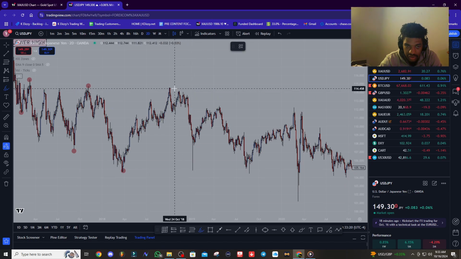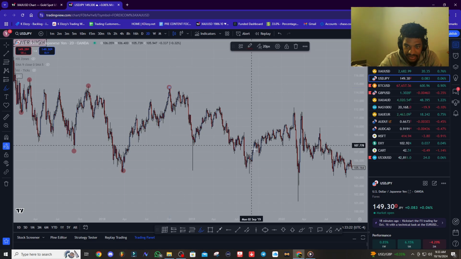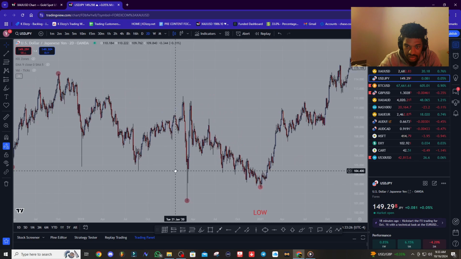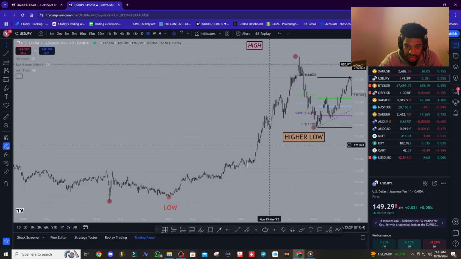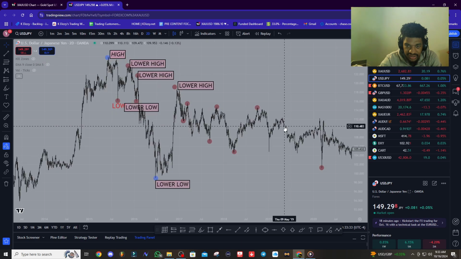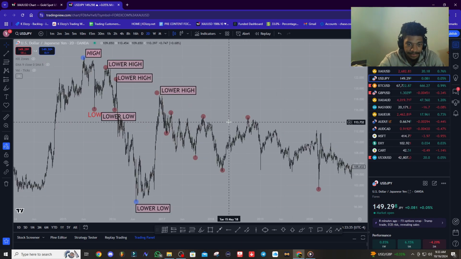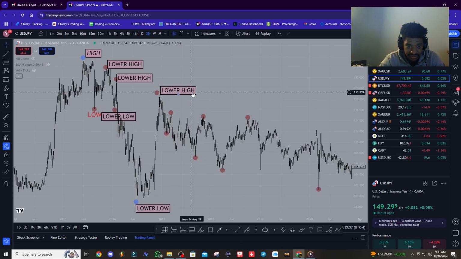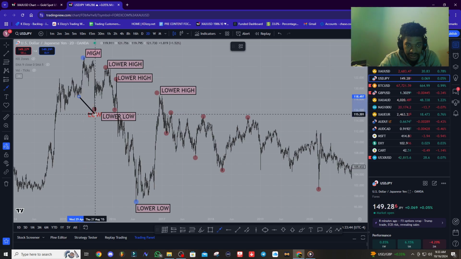Boom, right here, right? Boom. And this is literally what we're doing currently right here. So let's go back and put things in perspective, right? So we see our high, low, lower high, lower low, lower high, push all the way down to lower low, lower high.